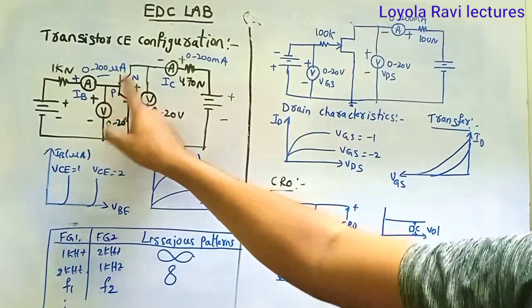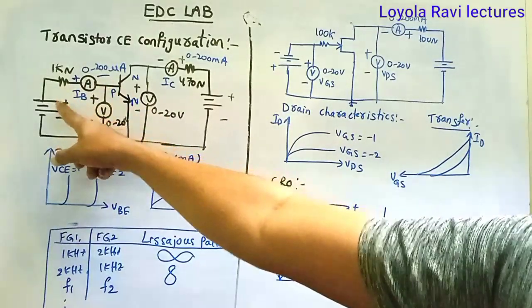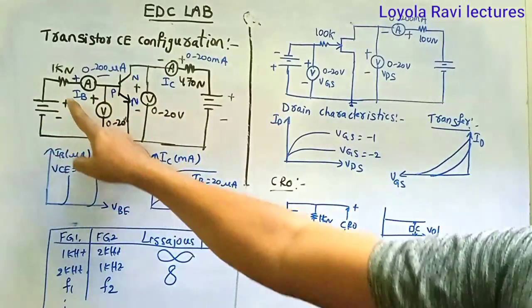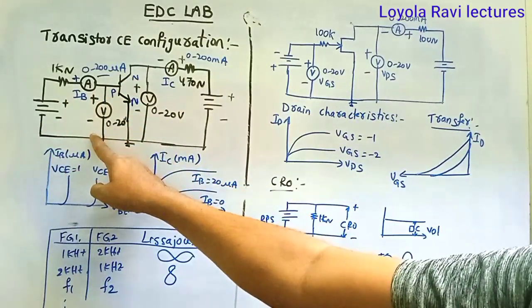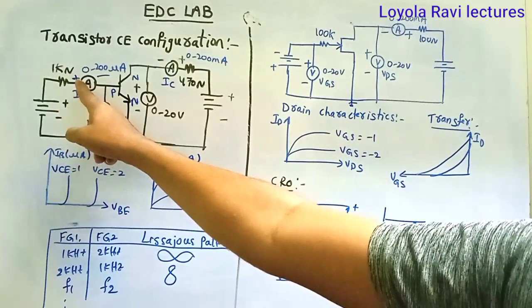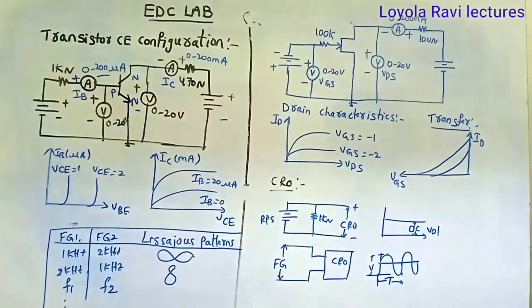So NPN, emitter-base junction forward bias, P is connecting to positive, N is connecting to negative. These two should be parallel. This is positive, negative; this is positive, negative voltmeter. And this adjacent terminal of the ammeter is positive. If it is positive, this one is negative. At the input side, we are taking one resistance for safety purposes.